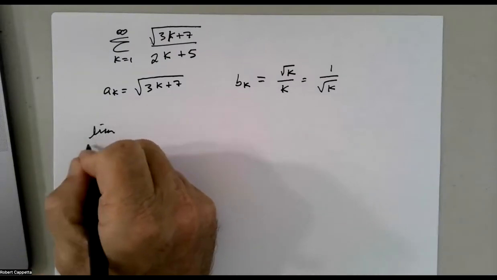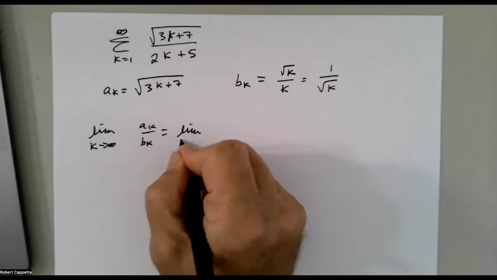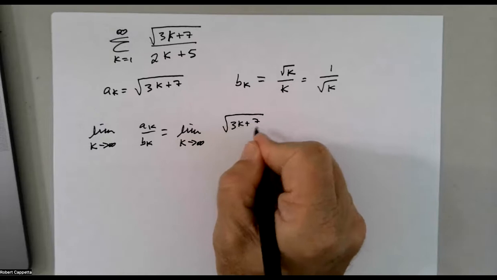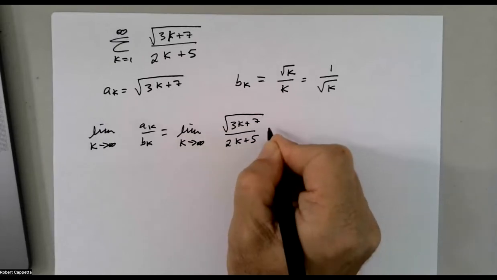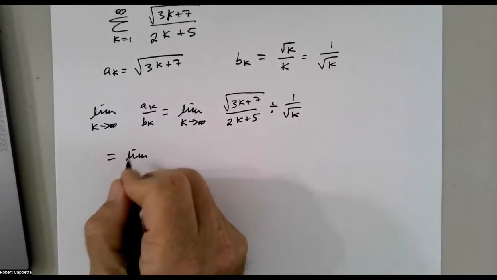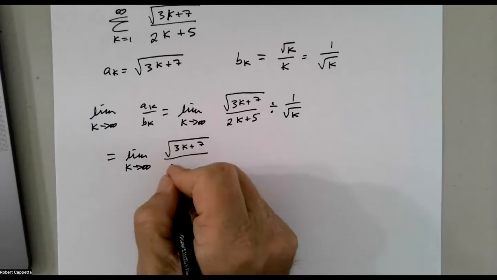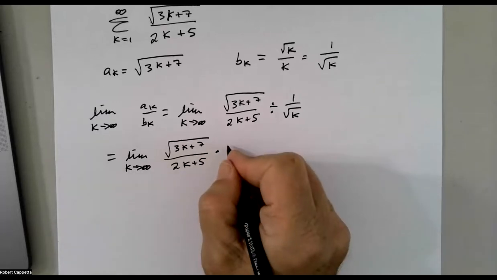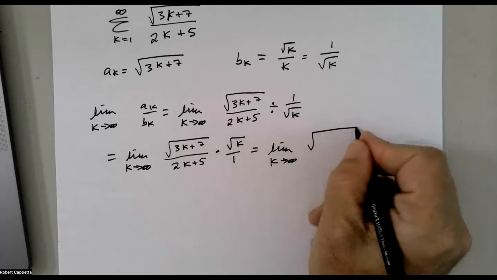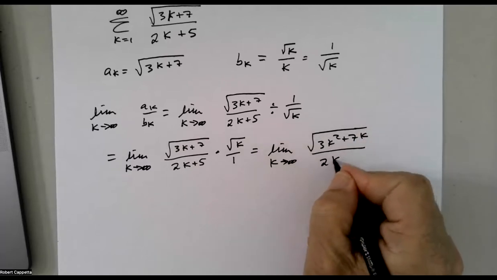So we're going to look at the limit as k goes to infinity of a sub k over b sub k, which is the limit as k goes to infinity of root (3k plus 7) over (2k plus 5) divided by 1 over the square root of k, which is the limit of root (3k plus 7) over (2k plus 5) times root k over 1, which equals the limit as k goes to infinity of the square root of (3k squared plus 7k) over 2k plus 5.